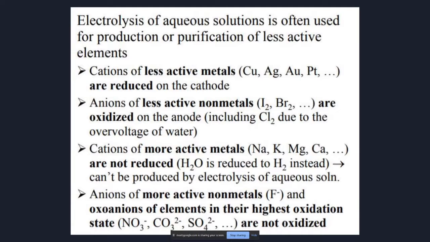And then also the anions of less active nonmetals, like a lot of your iodine, bromine, are oxidized on the anode. And then cations of really active metals are not reduced, and anions of nonmetals are not oxidized. If you follow this general order, you'll be able to predict pretty much what happens on the cathode and anode. There's actually a question on the next slide.